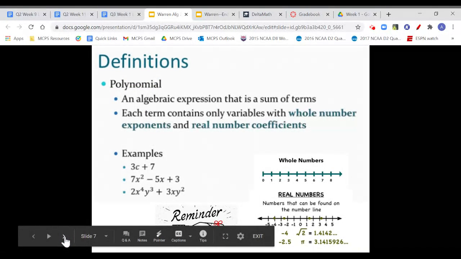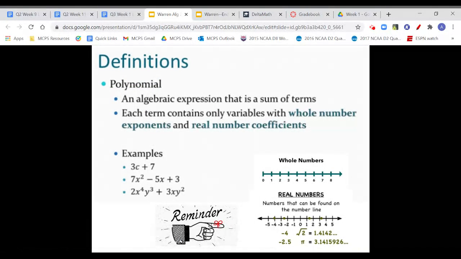Okay, so here's the definition of a polynomial. A polynomial is an algebraic expression that is a sum of terms. So it's just a bunch of terms being combined together. Now, the specific requirement in order to be a polynomial is that each term only contains variables that have whole number exponents and real number coefficients.